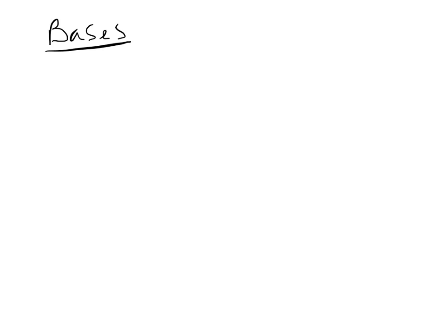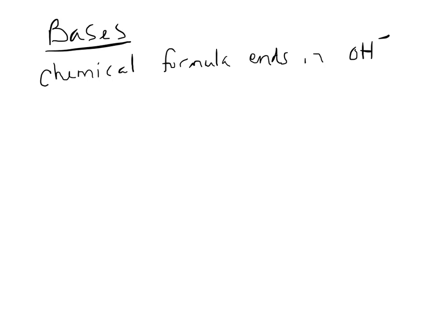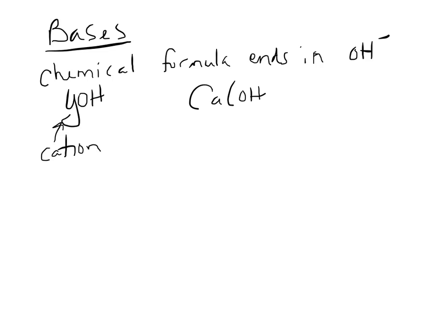Okay, we haven't looked a whole lot at bases. I may have mentioned this throughout the year, but for bases, the chemical formula ends in OH. So you're going to have some general formula, some cation, and I'm just going to call that Y, with OH, so that's going to be a cation, so any positive. So something like calcium hydroxide would be a base, sodium hydroxide would be a base. And again, there are other definitions of base, but we're going to keep it simple.